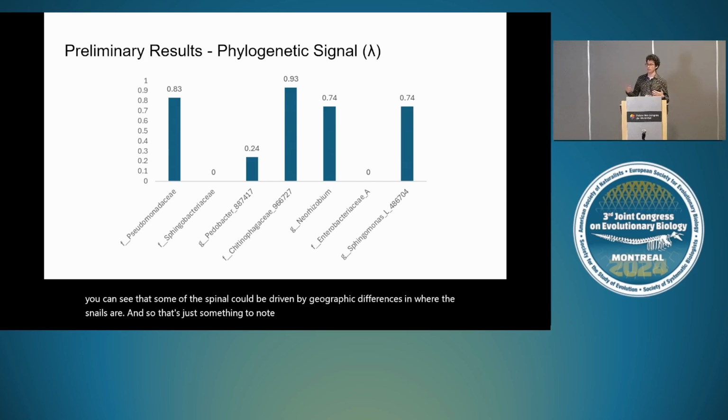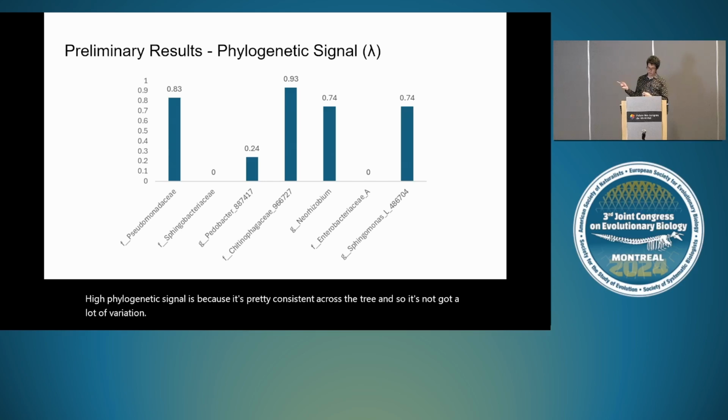Also, we have a few things that have no phylogenetic signal, even though they're ubiquitous across the snails, and probably do something useful. Things like Enterobacteriaceae, a common gut microbe. I think one of the reasons this doesn't have high phylogenetic signal is because it's pretty consistent across the tree, and so it doesn't have a lot of variation.